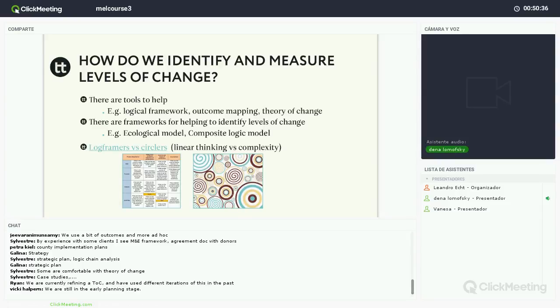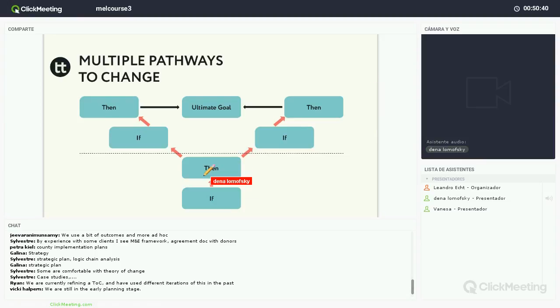So for example, let's go back to this previous slide. These ifs and thens, they represent preconditions. So if this is a precondition, it must be in place in order to achieve this change. And this change or outcome then becomes a precondition for meeting that change. And this is then necessary in order to achieve that change. It's most likely that if you skip a step, the change won't happen.